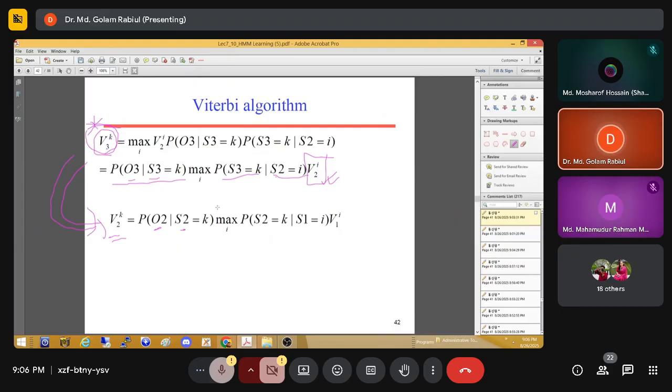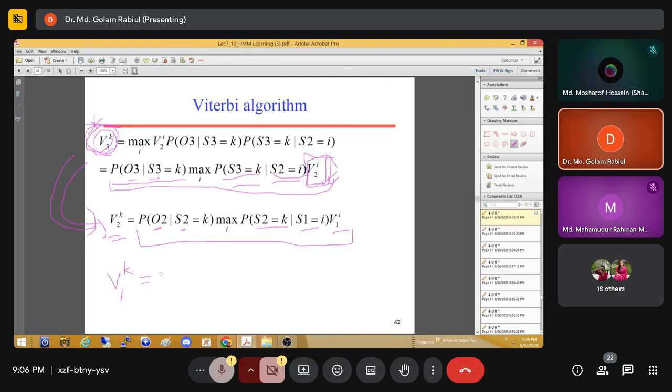Here x equal I. For V3, this is state 3 equal K. But for V2, we have to consider state 2 equal K. And then, given state 2, we have to consider given state 1 equal I. And instead of V2 of I, we have to consider V1 of I. That means if V3 equals these probabilities, then to find out V2, we have to consider these probabilities. Now from here, can we write V1 equal K?